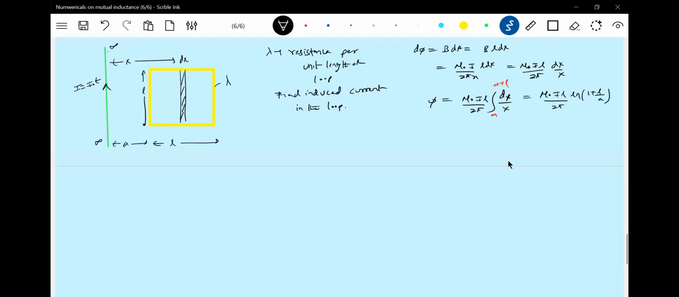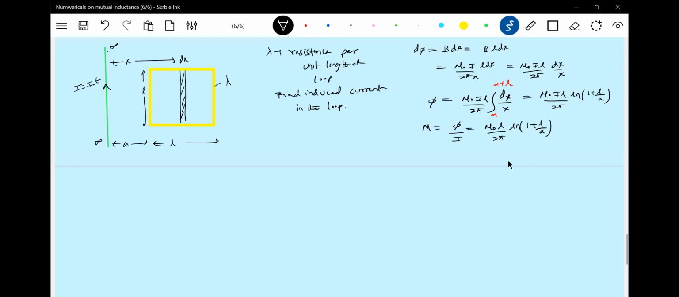One plus L by A. Okay, there's a flux linking. Mutual inductance: how do you define the flux linking the coil to the current in the coil? Mu naught L by 2 pi log of 1 plus L by A. Okay, this is the mutual inductance. Now, what was the question asked?